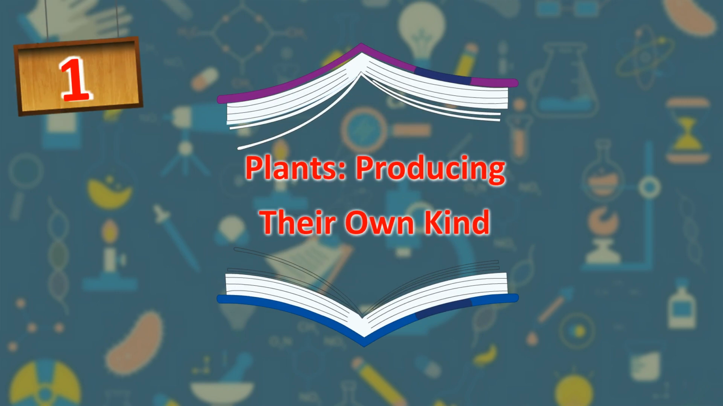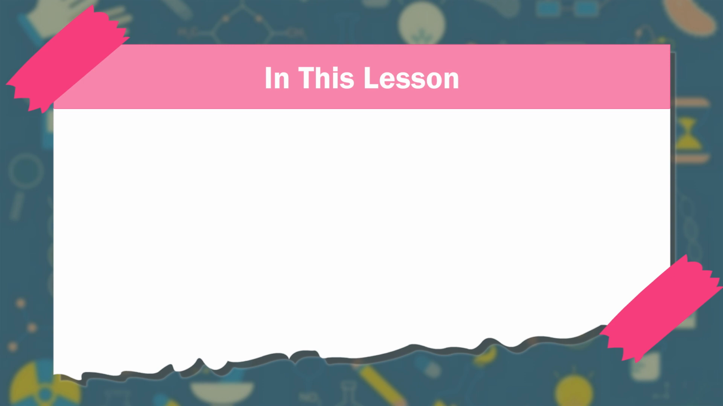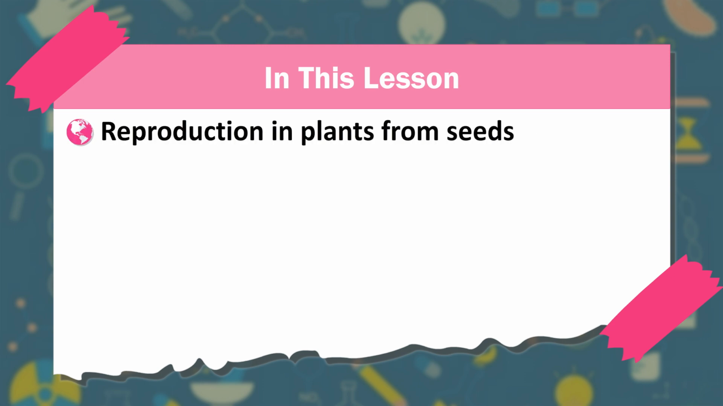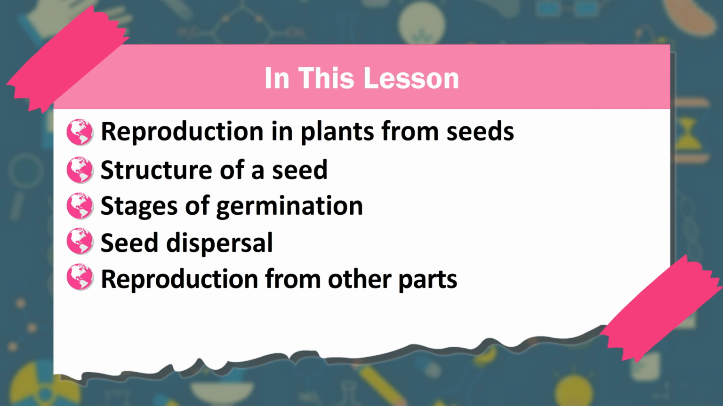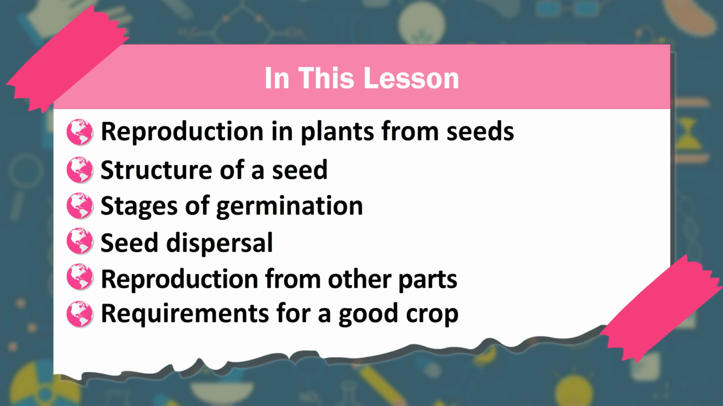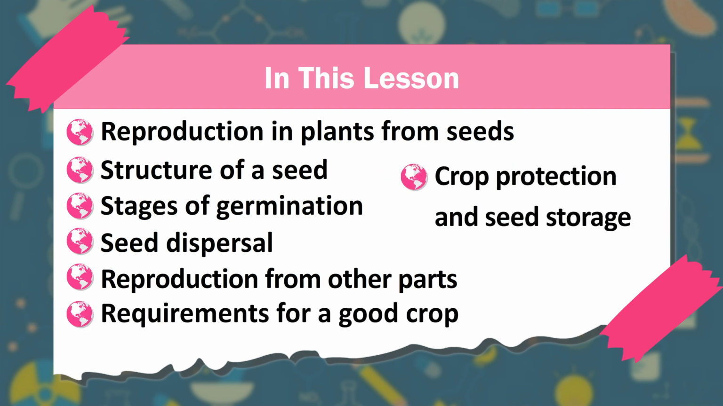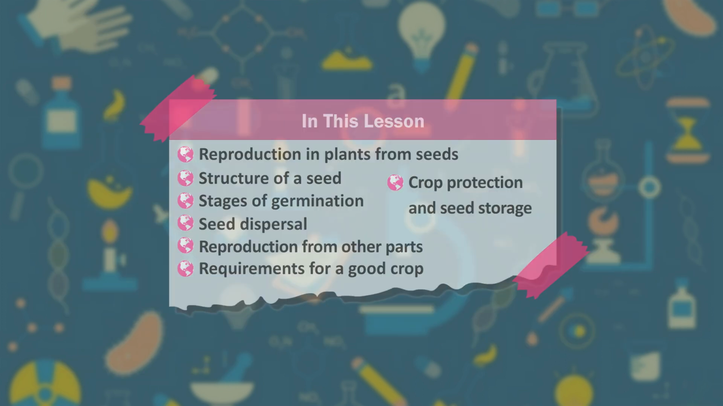Chapter 1. Plants, producing their own kind. In this lesson: reproduction in plants from seeds, structure of a seed, stages of germination, seed dispersal, reproduction from other parts, requirements for a good crop, crop protection and seed storage.